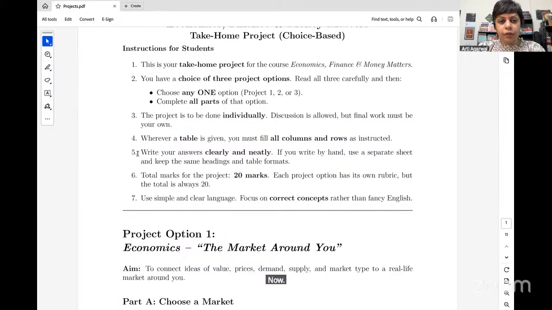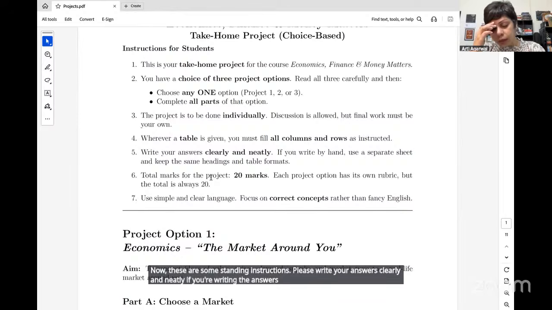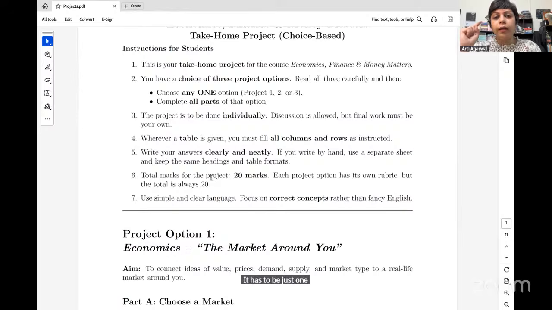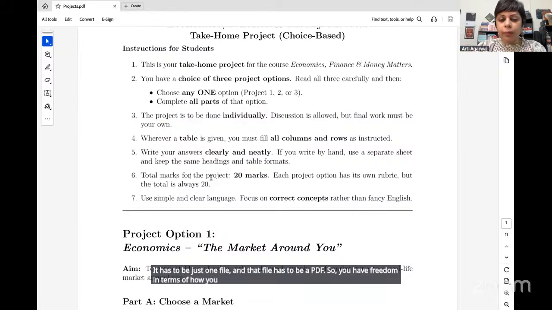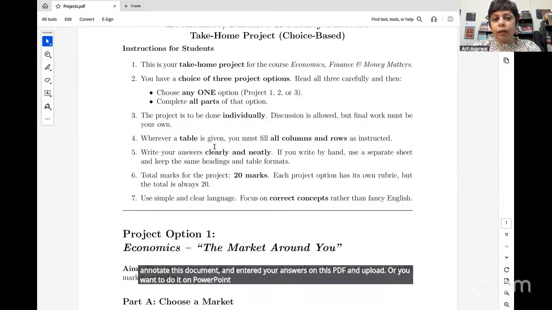Now, these are some standing instructions. Please write your answers clearly and neatly if you're writing the answers by hand. And in fact, let me take a few steps back. You have to submit the project as one PDF file. Okay, I cannot look at multiple PDFs for one person. It has to be just one file, and that file has to be a PDF. So you have freedom in terms of how you want to answer. You want to write it by hand and scan it and upload, or you want to type it in a Word document and then upload, or you want to annotate this document and enter your answers on this PDF and upload, or you want to do it on PowerPoint and then convert it to PDF and upload.